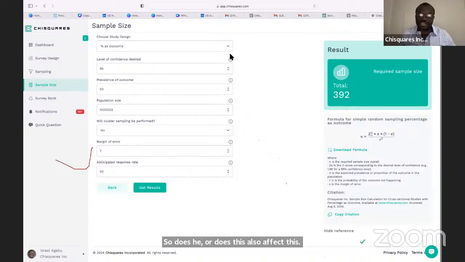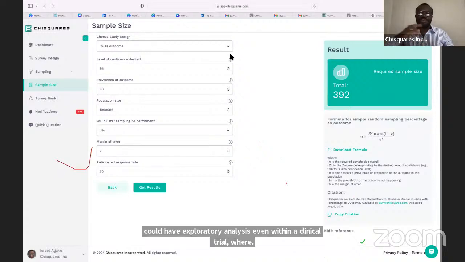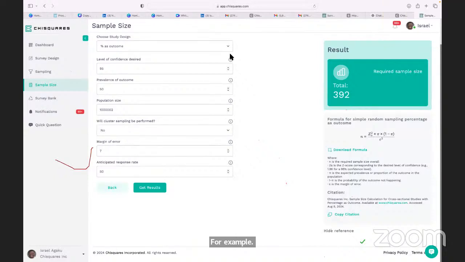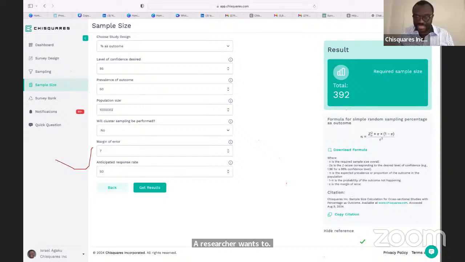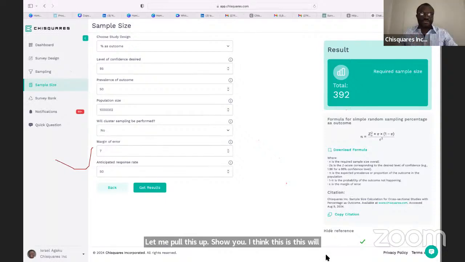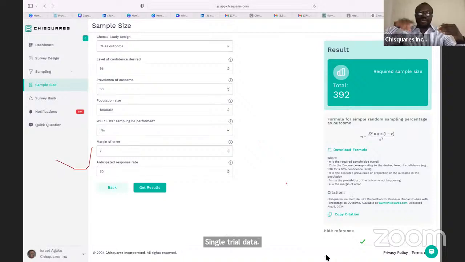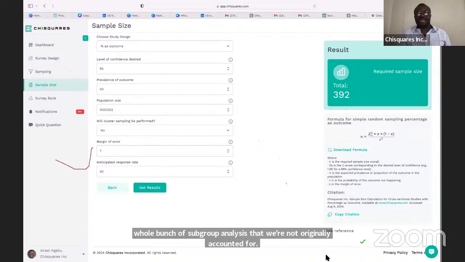Yeah, exploratory analysis is not only limited to surveys. Just to be clear, you could have exploratory analysis even within a clinical trial where, for example, a researcher wants to, let me pull this paper to show you. I think this will answer your question. But before I do that, imagine you have a clinical trial and you took clinical trial data and you're now looking at a whole bunch of subgroup analyses that were not originally accounted for in the original trial. That is also exploratory analysis, right?